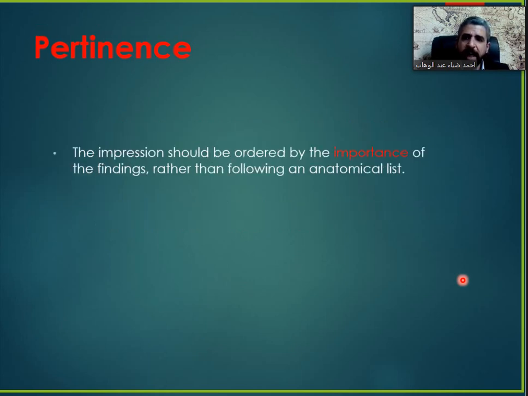Okay? The impression should be ordered by the importance of the findings rather than following an anatomical list. You don't start from the brain to the head to the lung to the abdomen. The important finding is, for example, gastric mass or liver mass. Start with this. Start with the important finding. It is confusing to read impressions that begin with, for example, small hiatal hernia or a gallstone, and then you write a new bone metastasis seen. You start with the bone metastasis, not the hiatal hernia.